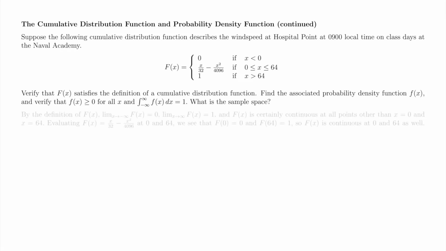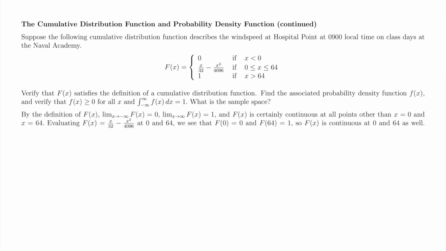To verify that big F is a CDF, we need to show that it tails off to 0 as x approaches negative infinity, levels off at 1 as x approaches infinity, is non-decreasing, and is right continuous. We can see from the definition of big F that it satisfies the first two properties. We can check that big F of 0 is equal to 0 and big F of 64 is equal to 1, so big F is continuous.